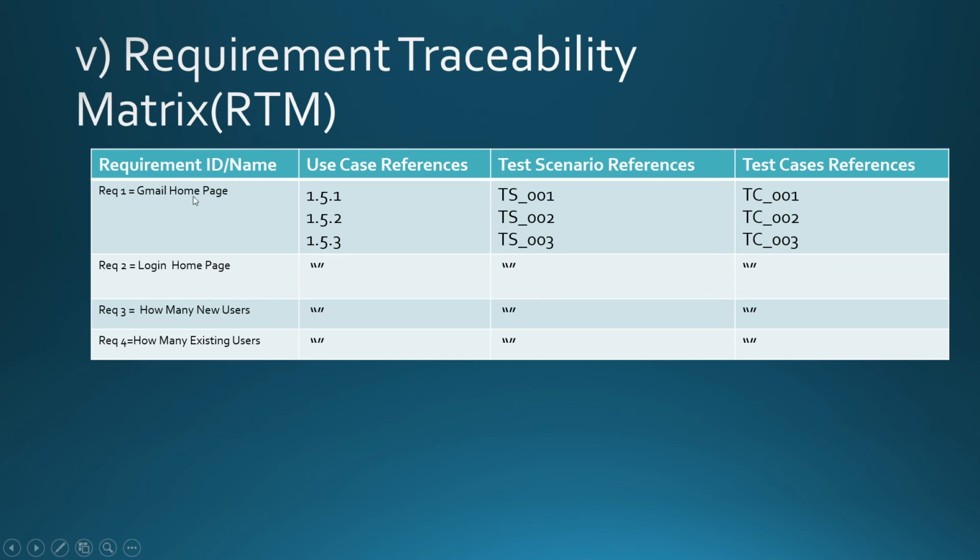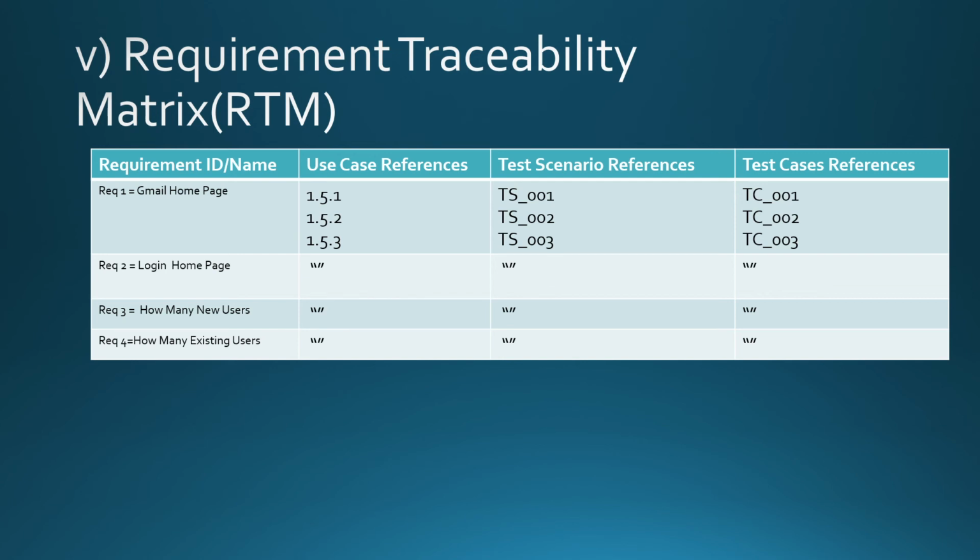Likewise, we can have some different requirements, starting from the Gmail homepage, login homepage, and also how many new users registered, and how many existing users are using the Gmail application. So these are all the requirements. These requirements correspond to use case references, to test scenario references, and to test case references. So these are all interlinked with each other. That's why we call it requirement traceability matrix.